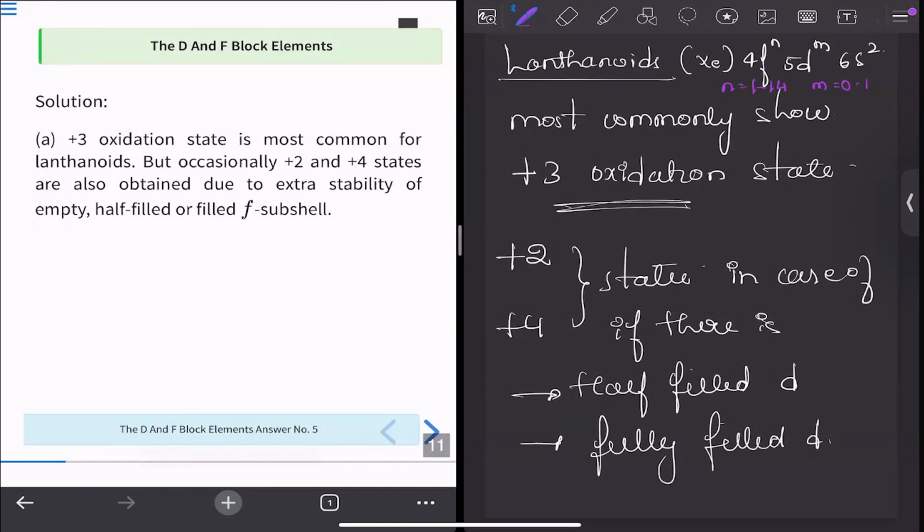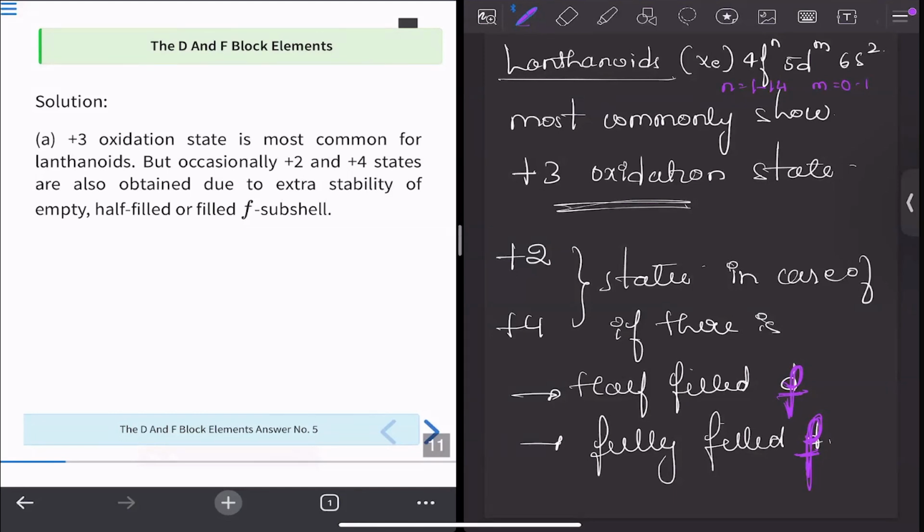+3 oxidation state is the most common for the lanthanoids, but occasionally +2 and +4 states are also obtained due to the extra stability of the empty, half-filled, or fully filled F subshell. Sorry, it is not D, it is F. F subshell.